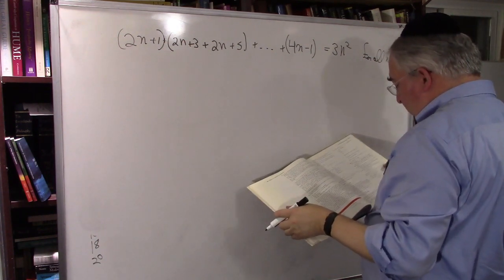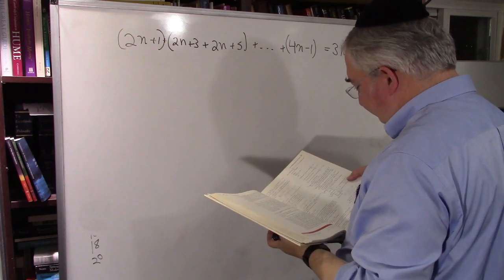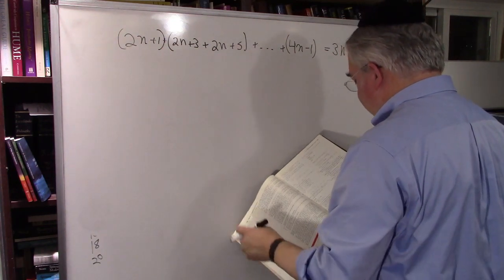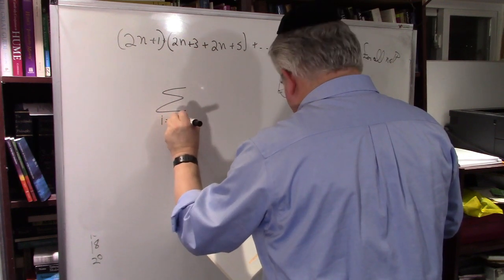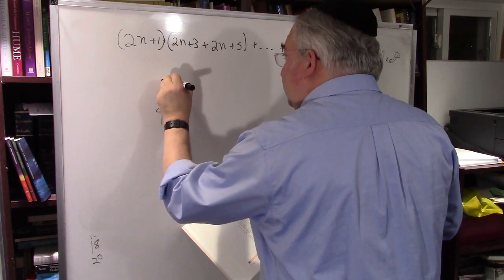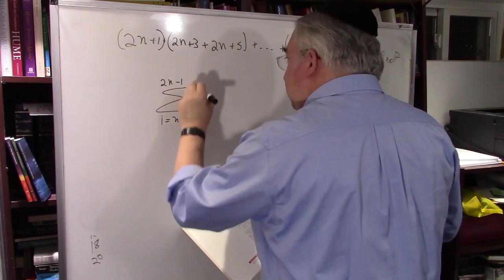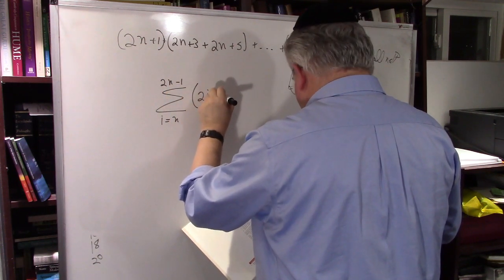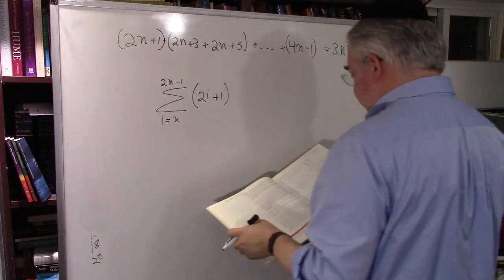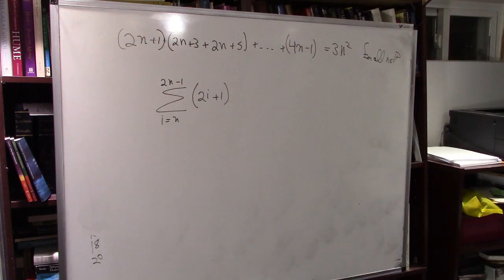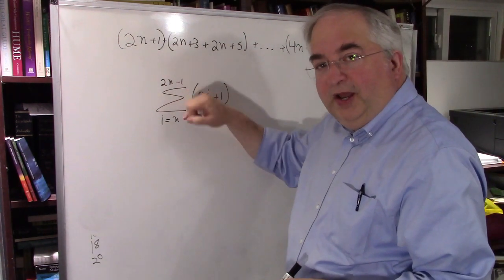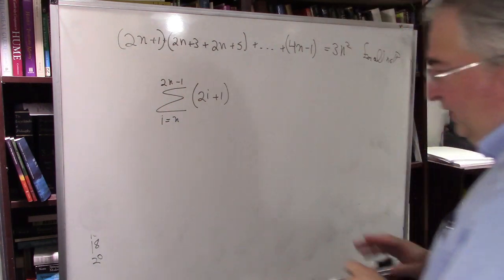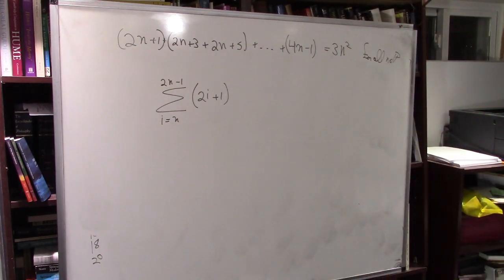Okay, it tells you how to write it. It's a funny thing, but we're going to do it: the sum from i equals n to 2n minus 1 of 2i plus 1. Now, main point, we're not starting at 1, so we're going to have to do some fixing here. It's going to be nice, but I know how to do it, but it's not easy.